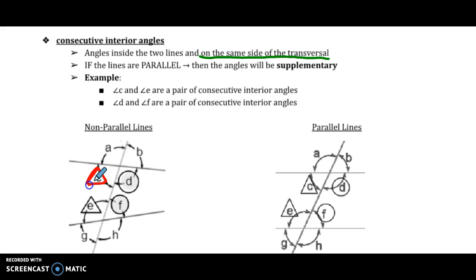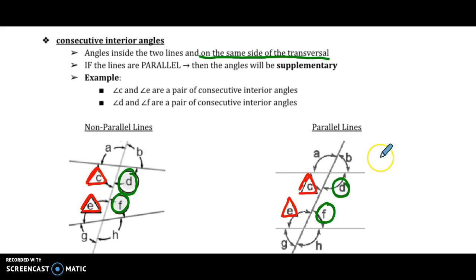So for example, in the non-parallel, E and C are on the same side of the transversal and inside the two lines. Similarly, when they are parallel, E and C are still in the same place, inside the two lines that are being intersected by the transversal. D and F are also inside the two lines, and on the same side of the transversal.